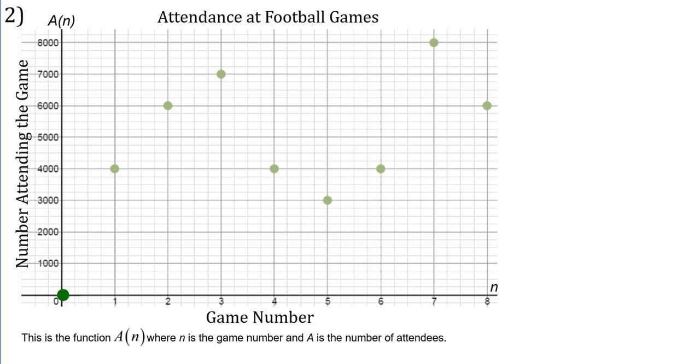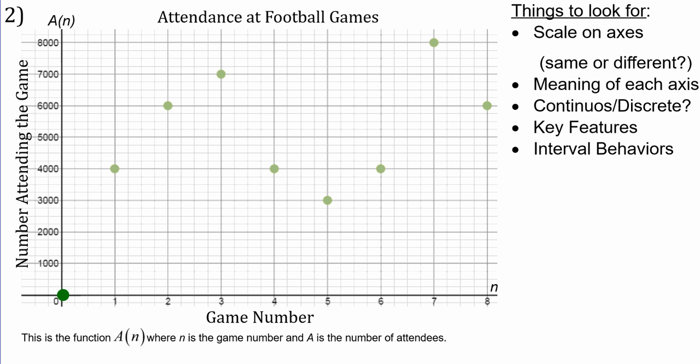Let's take a look at another scenario. Here we're looking at the attendance at football games. This is the function A of n, where n is a game number and A is the number of attendees. So familiarize yourself with the graph. Things to look for: the scales on the axis. Are they same or different? We can clearly see that they're different. The inputs has a scale of 1, and the outputs has a scale of 250. The meaning of each axis: the inputs, it's the game number. The outputs, the number of attendees.